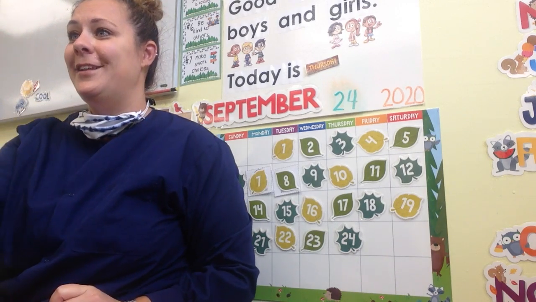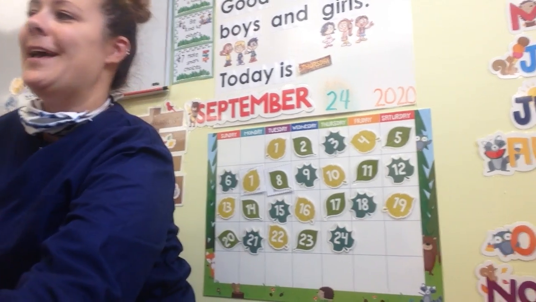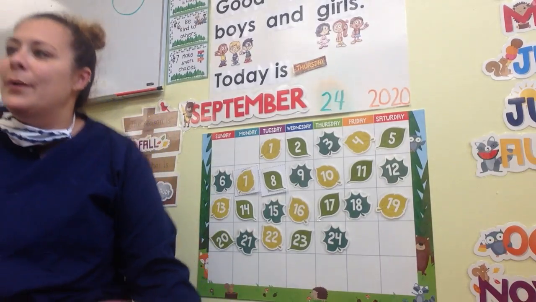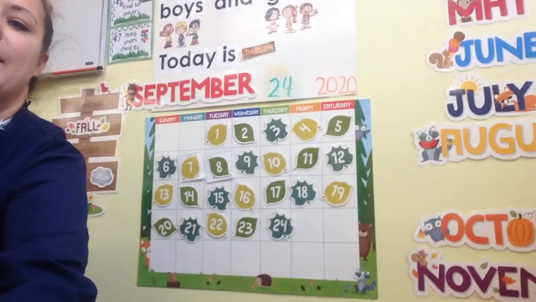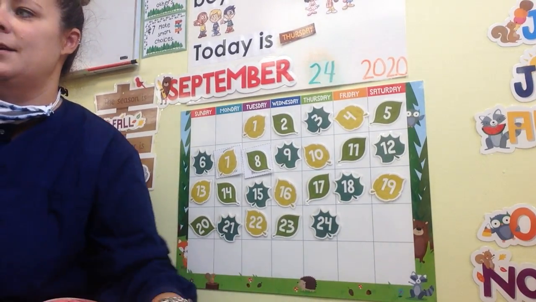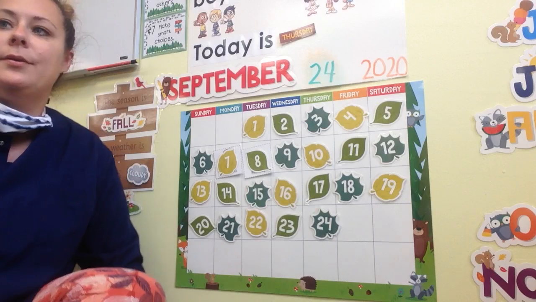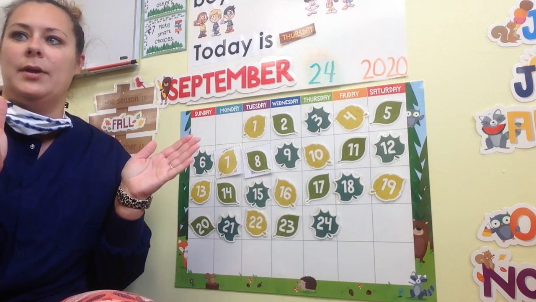Ready to go? Here we go. All right, so we have our calendar back here. We're going to get ready and we're going to count our date today. Ready to clap it with me, Aiden? Yeah. So we're going to clap each number we count. Ready? Ready. Here we go.